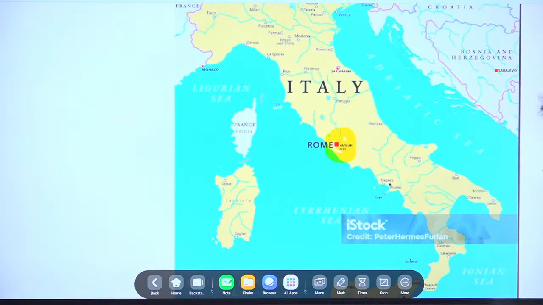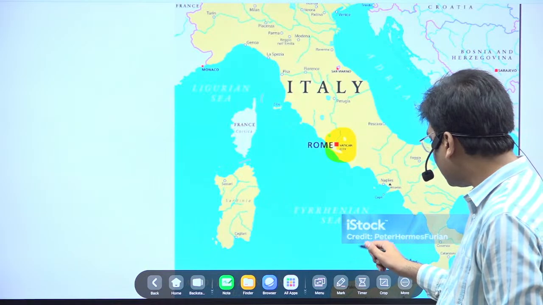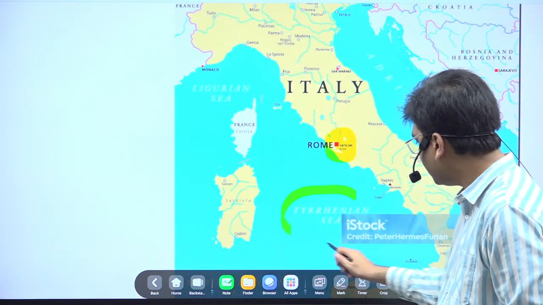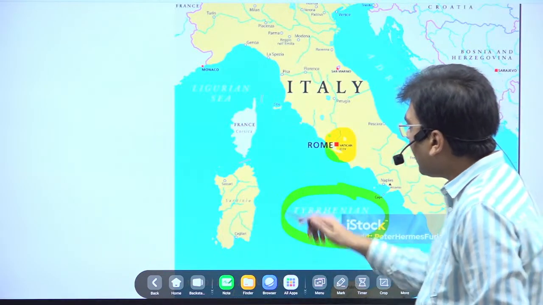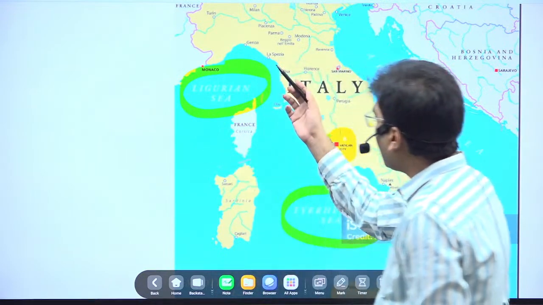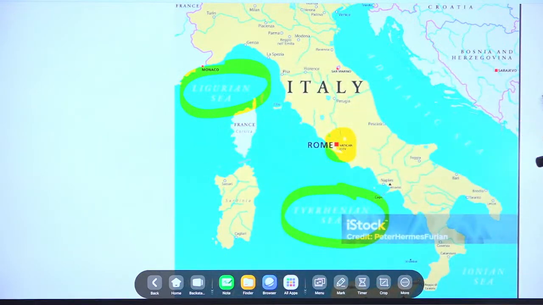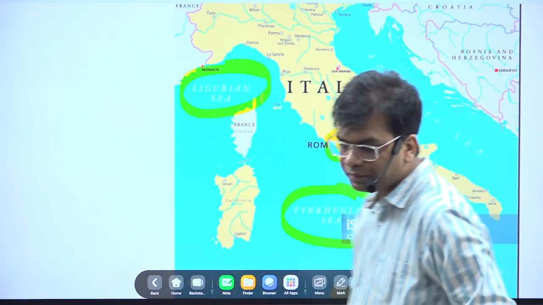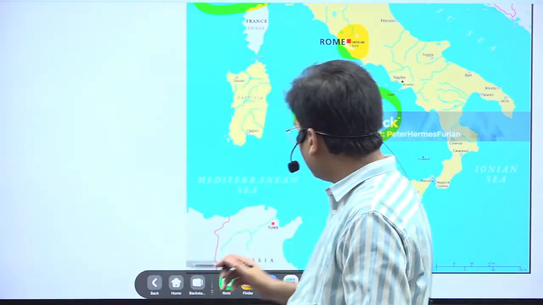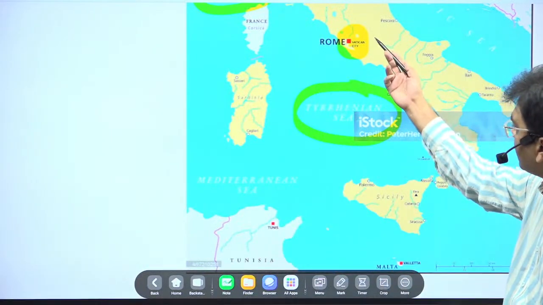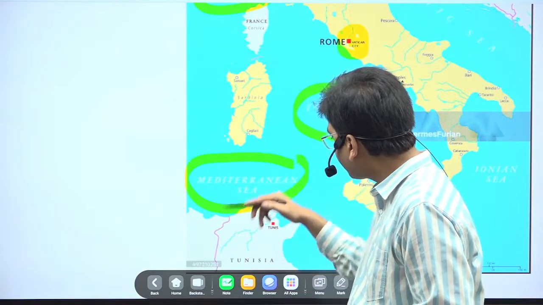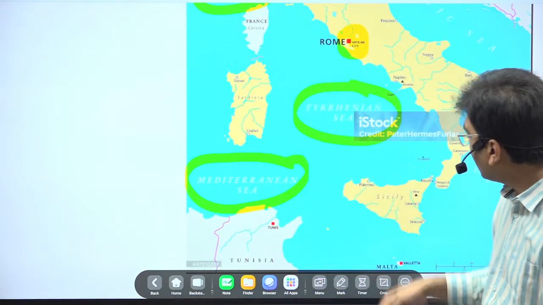I hope this is visible. And on the western side it is the Tyrrhenian Sea. Here it is given Tyrrhenian Sea. Please remember this. And the Ligurian Sea is on the northwestern side. So please remember all these things. And further, if you go, that which separates Europe from Africa is the Mediterranean Sea. So please locate all these things.